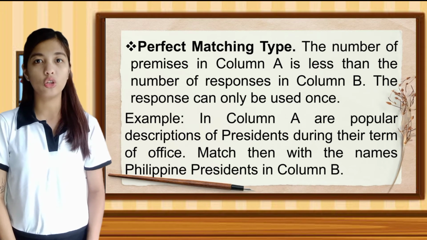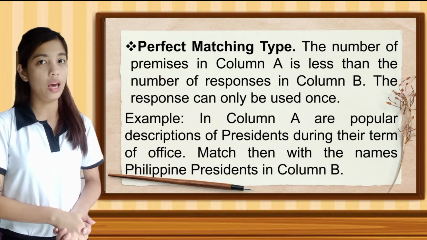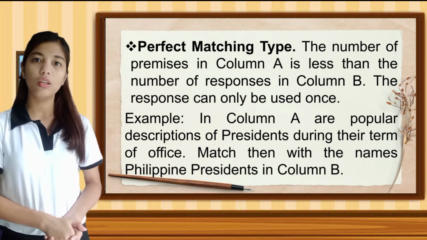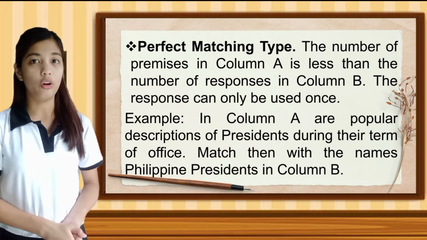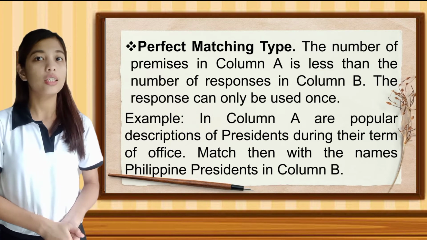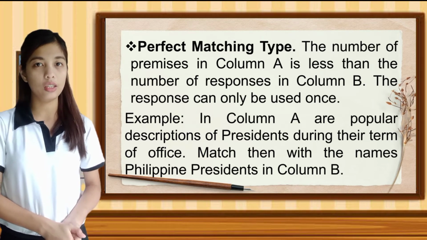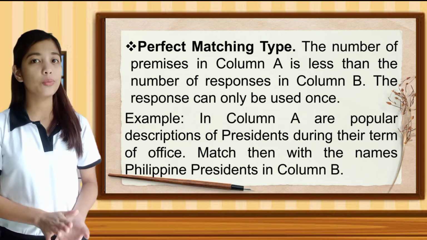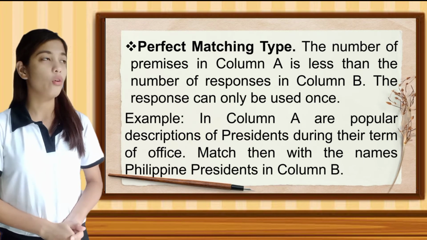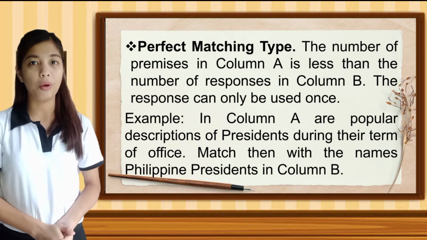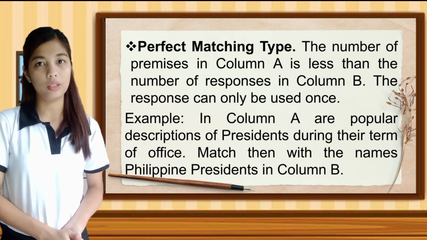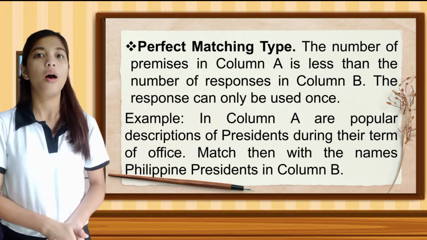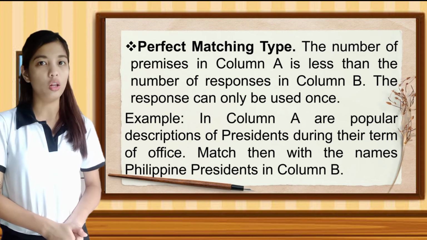This type of test also includes two types, the perfect and imperfect matching type. First, we have the perfect matching type. The number of premises in column A is less than the number of responses in column B. The response can only be used once. For example, in column A are popular descriptions of presidents during their term of office. Match them with the names of the Philippine presidents in column B.